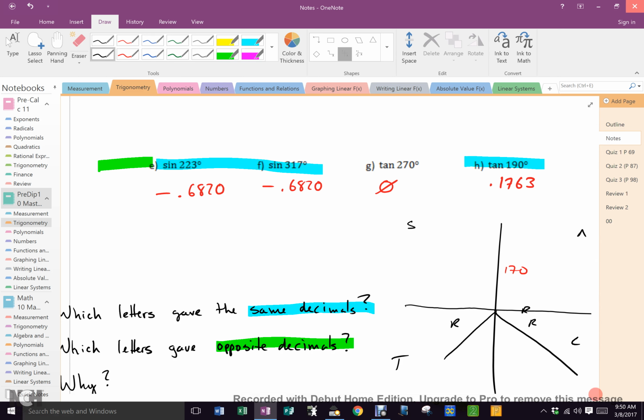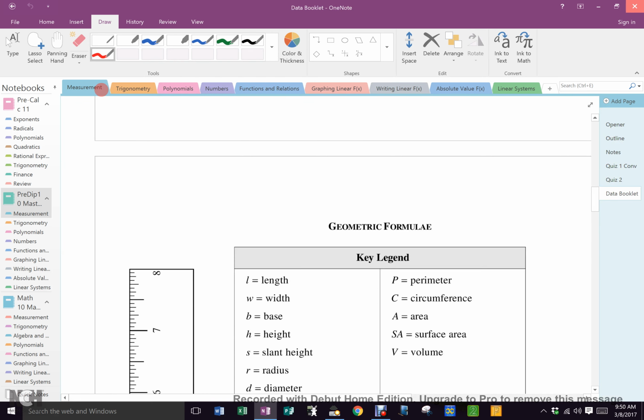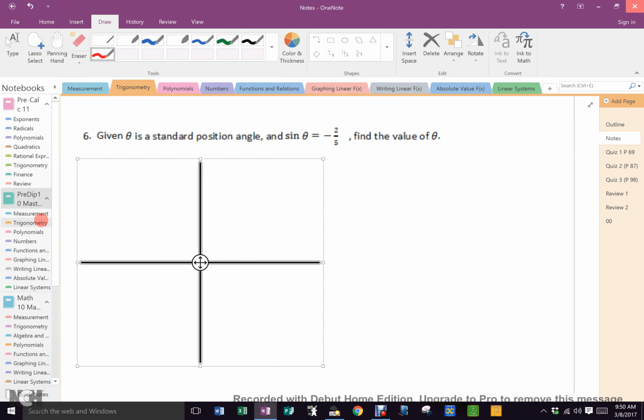Okay. So I asked you to do number 6. Given that theta is in the standard position angle. So what does that mean? That means we are starting with this, and theta begins on which line? If it's in standard position, theta begins on which line? Right there, yes? Now, what do I know about it?